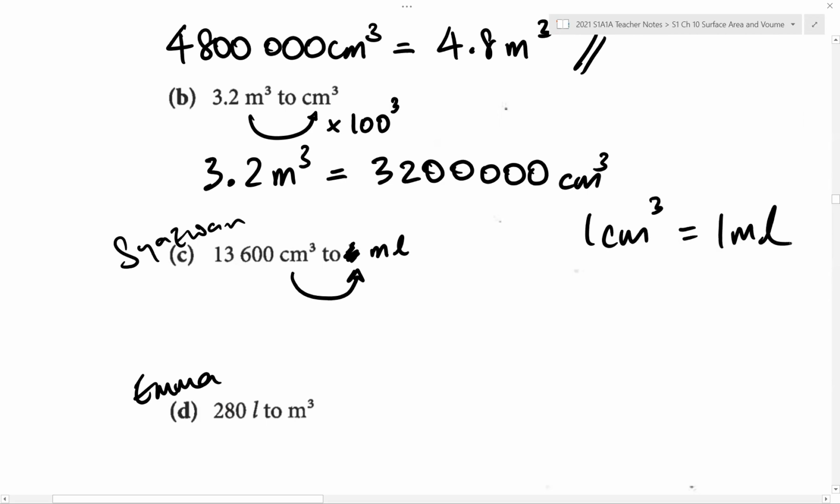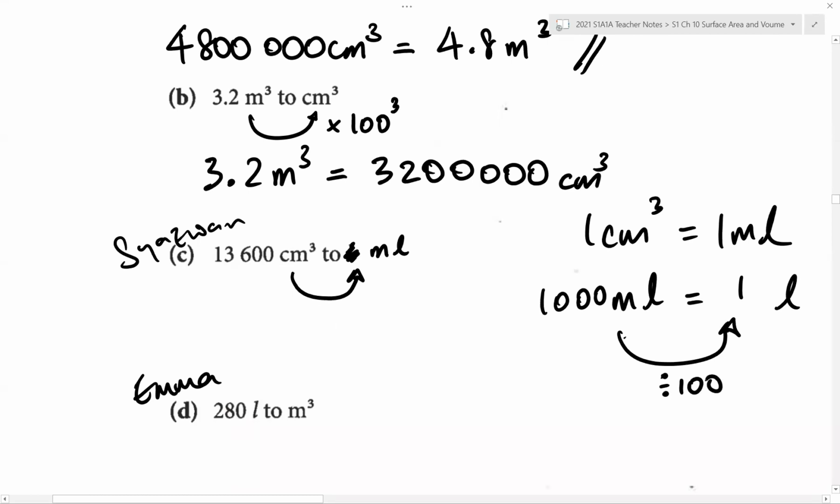Do you know how to convert from milliliter to liter? Okay, 1,000 milliliter. How many liters is that? Okay, so that is 1 liter. And how do you get 1? 1,000 times 1,000. Divide by 1,000. Okay, so this is the way to go from cm cube to liters.